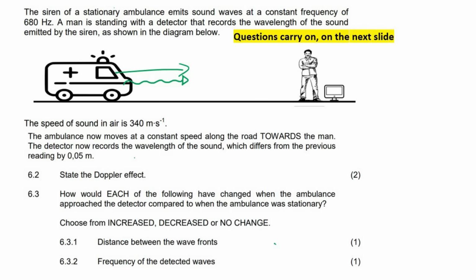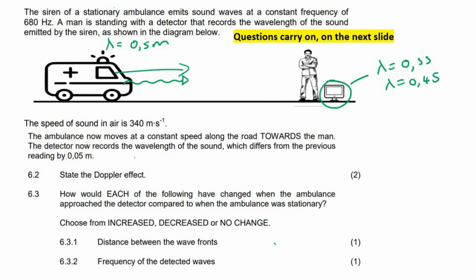Now, be careful here. I nearly got caught out with this one. The reading differs from the previous reading by 0.05. They're not saying that the new reading is 0.05. They're saying that the reading differs by 0.05, okay? The previous reading of wavelength was 0.5 meters, so this detector is now reading maybe 0.55 or 0.45. We'll talk about that just now, but it's definitely 0.05 higher or lower than before, because they said that it differs from the previous reading.